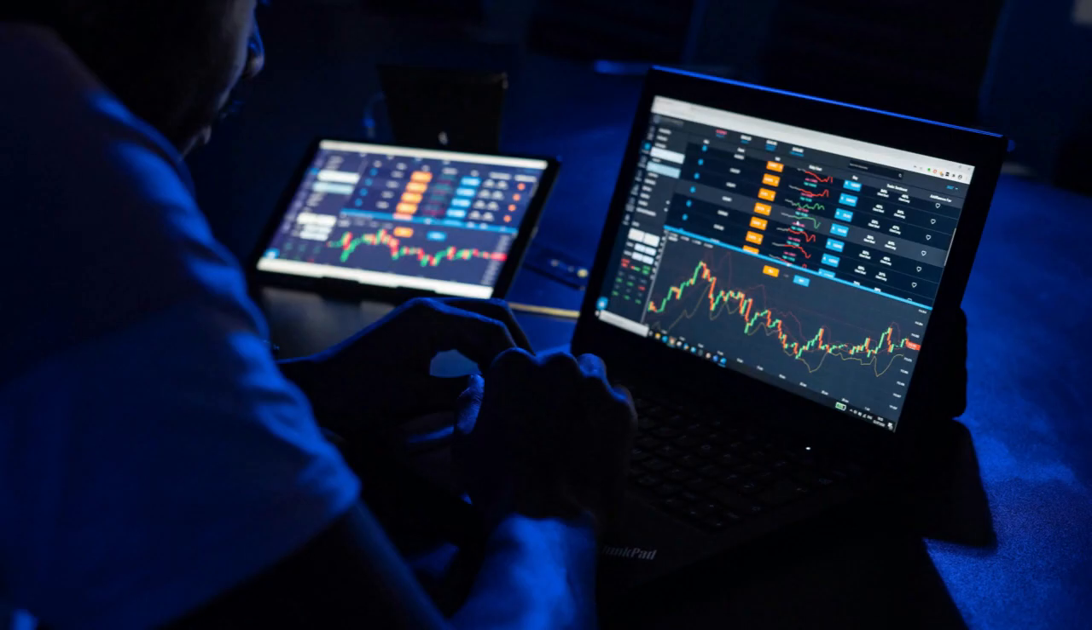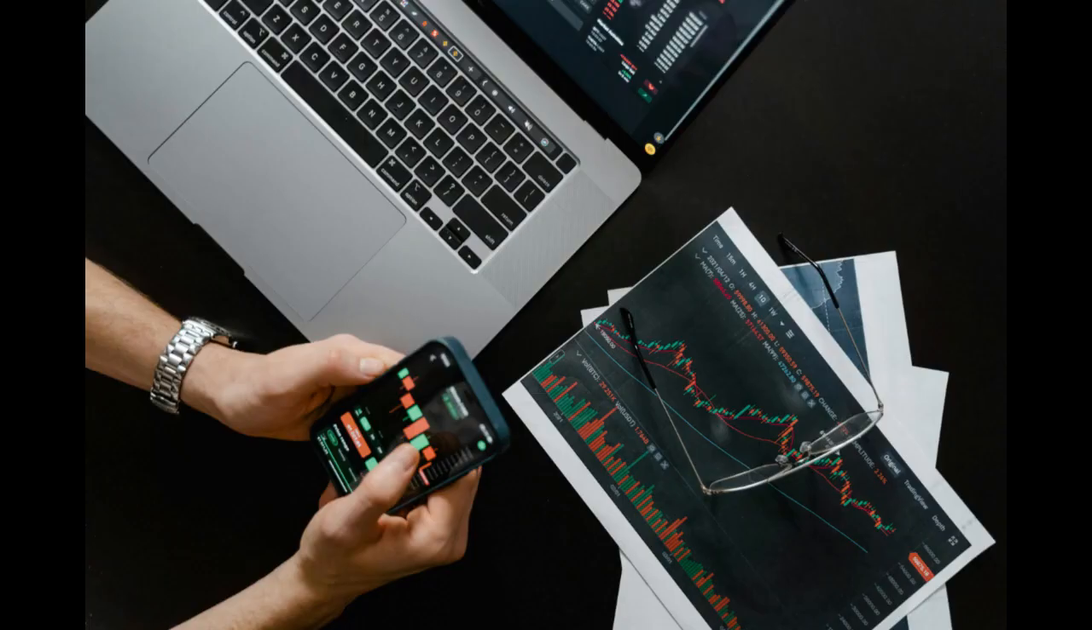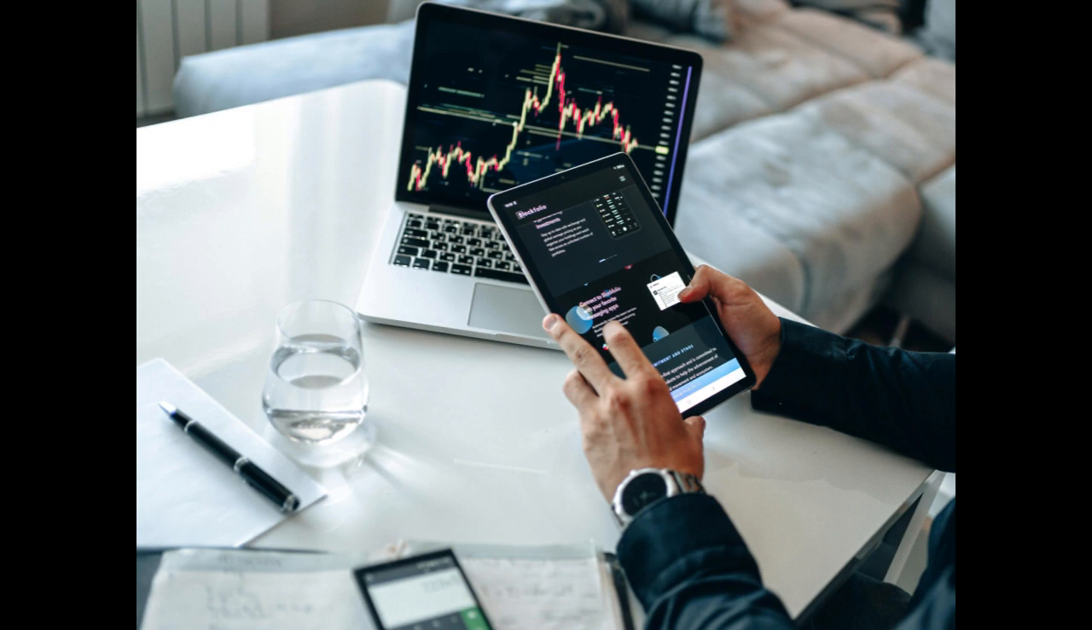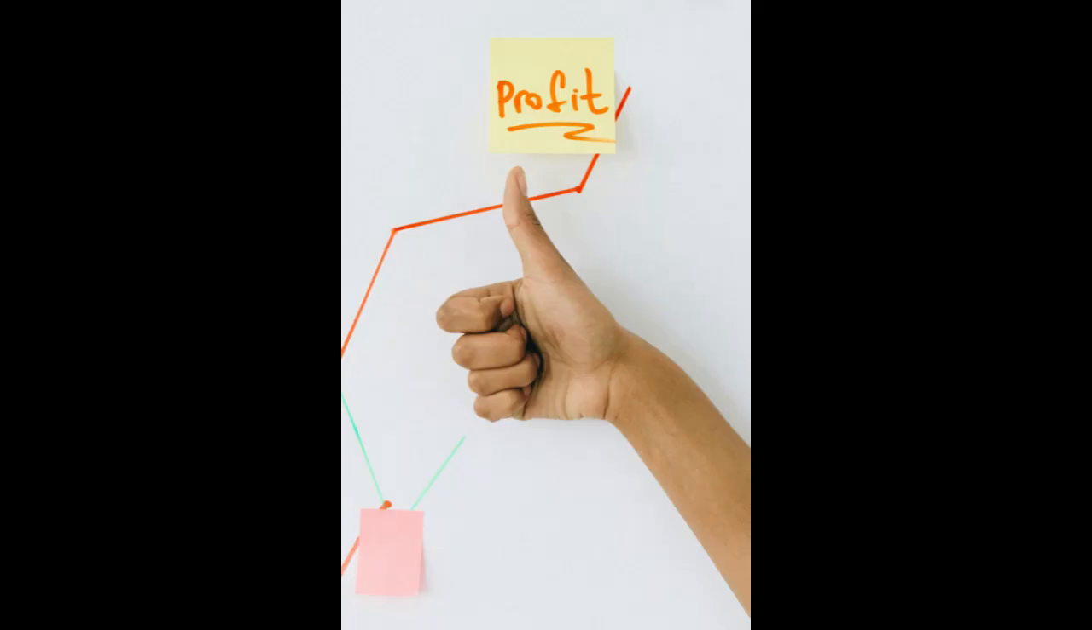5. Practice with a demo account. Before risking real money, practice trading on a demo account provided by your broker. Demo accounts simulate real market conditions without the risk of losing capital, allowing you to test your trading strategy and gain experience. 6. Start small.